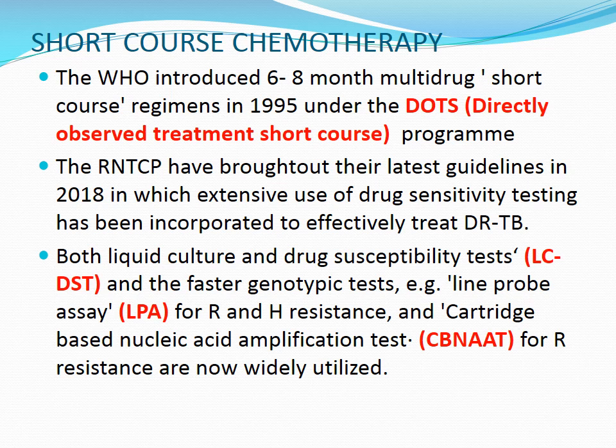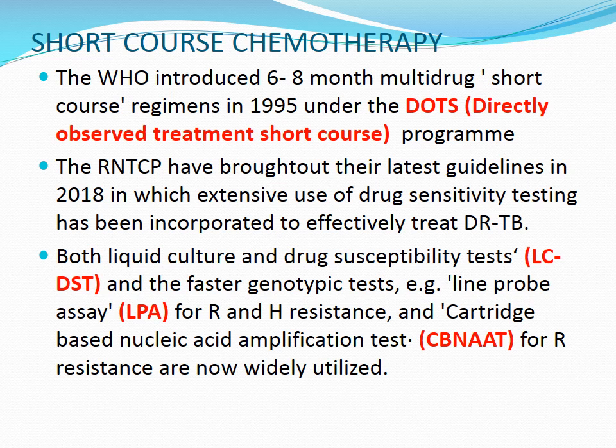As per those guidelines, they have specified that there is an extensive use of drug susceptibility testing, or drug sensitivity testing, to effectively treat drug resistant tuberculosis. There are various tests which are carried out, like liquid culture and drug susceptibility test, called LCDST, and a faster genotypic test, for example the line probe assay, LPA, for detecting R and H resistance. R for rifampicin, H for isoniazid. So for detecting both R and H resistance, the test carried out is the line probe assay, LPA.